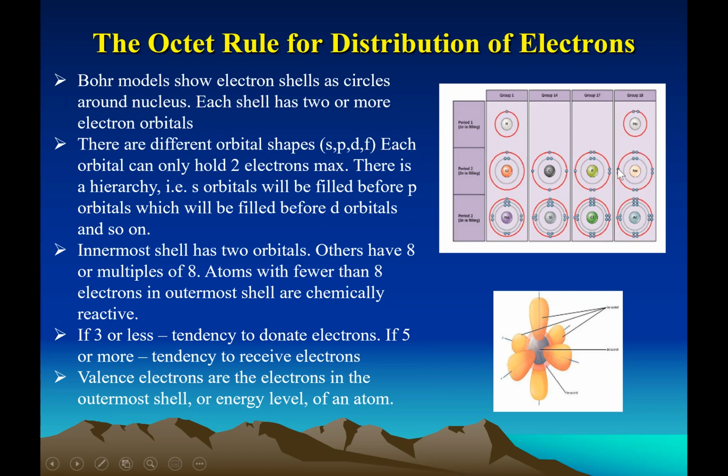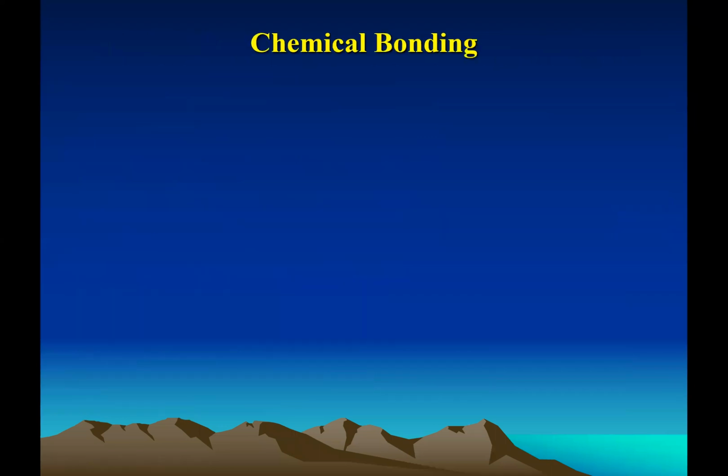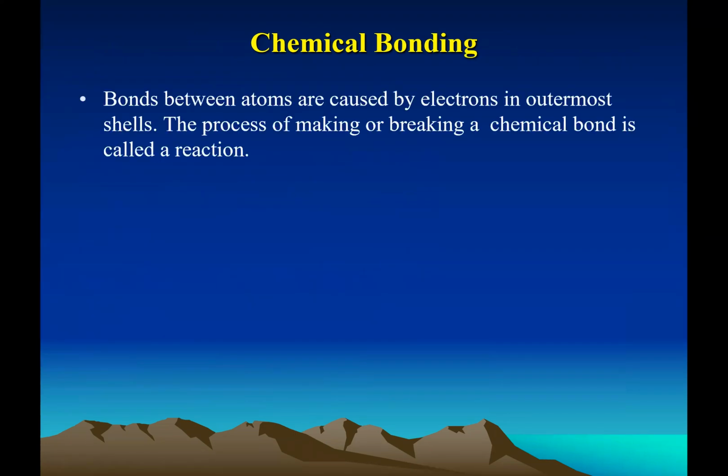The number of electrons in the outermost shell is called valence electrons. Now when an atom is not stable, this is where it's going to make all the bonding. In order to become stable, it is either going to lose an electron or gain an electron. Bonds are the attractions caused by electrons in the outermost shell, which are the valence electrons. The process of making a bond is what is called a chemical reaction.